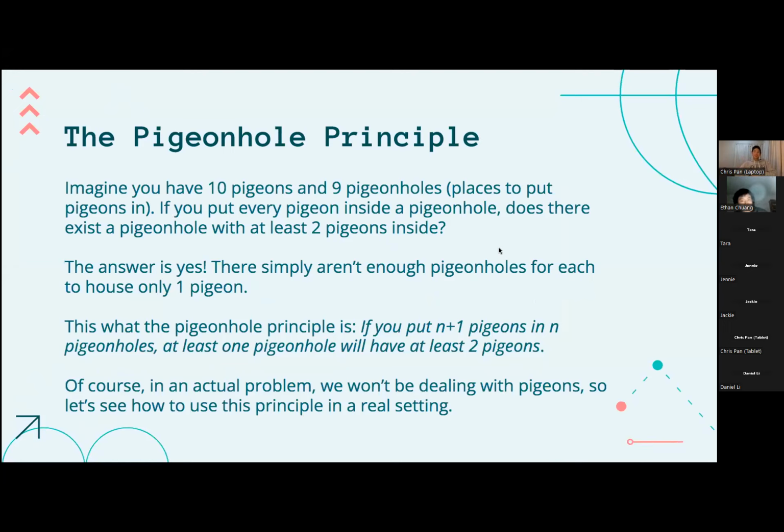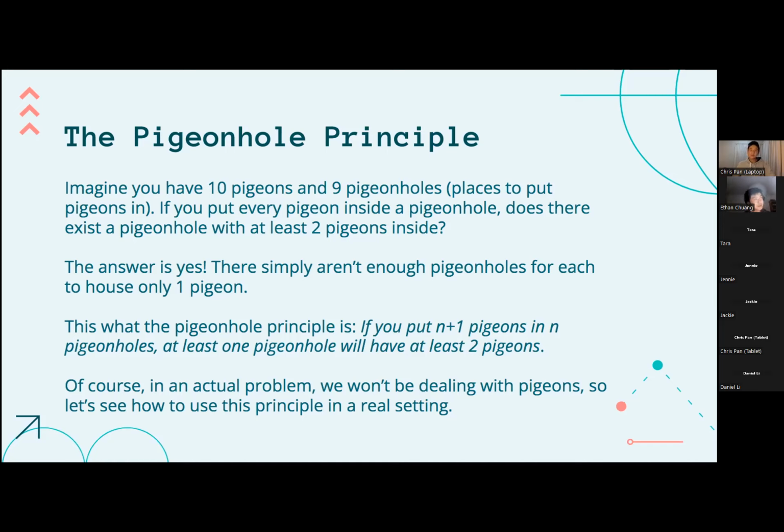He's got this. The pigeonhole principle is basically to do with pigeonholes and pigeons. Well, what a surprise. Okay, so the basic concept of the pigeonhole principle: let's say you have some number of pigeonholes, like 9 pigeonholes and 10 pigeons. The pigeonhole principle states that no matter how you put these pigeons inside the pigeonholes, you always end up with one pigeonhole with at least 2 pigeons.